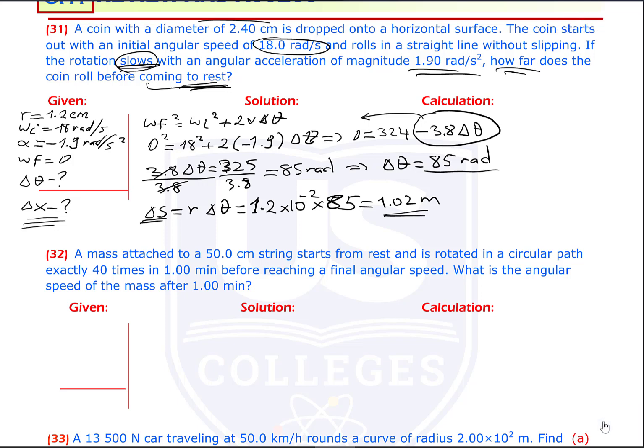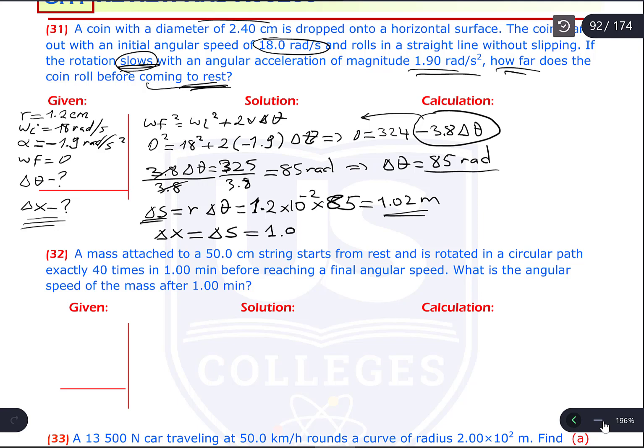Of course, as this coin is rolling, it's also displacing. That's why the displacement of the coin is going to be the arc length rolled by the coin. So 1.02 meters is the distance the coin traveled before coming to rest.